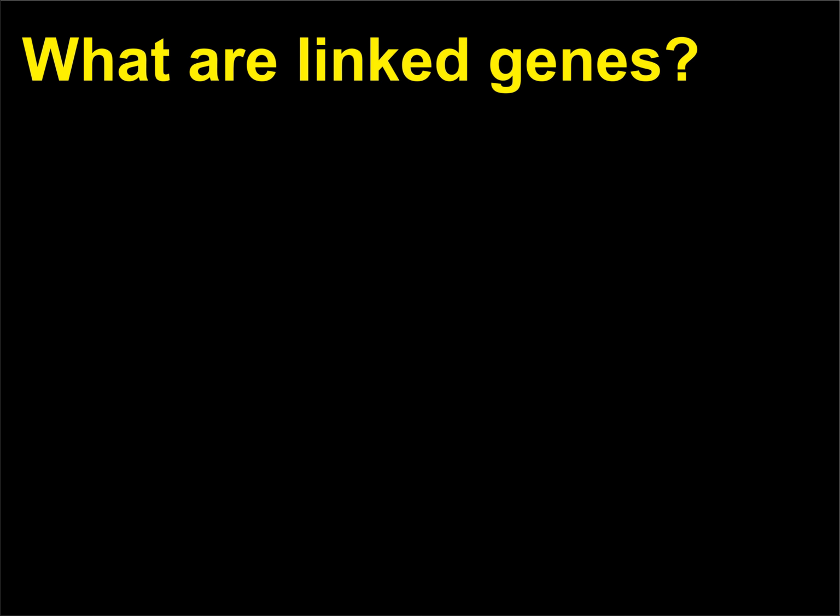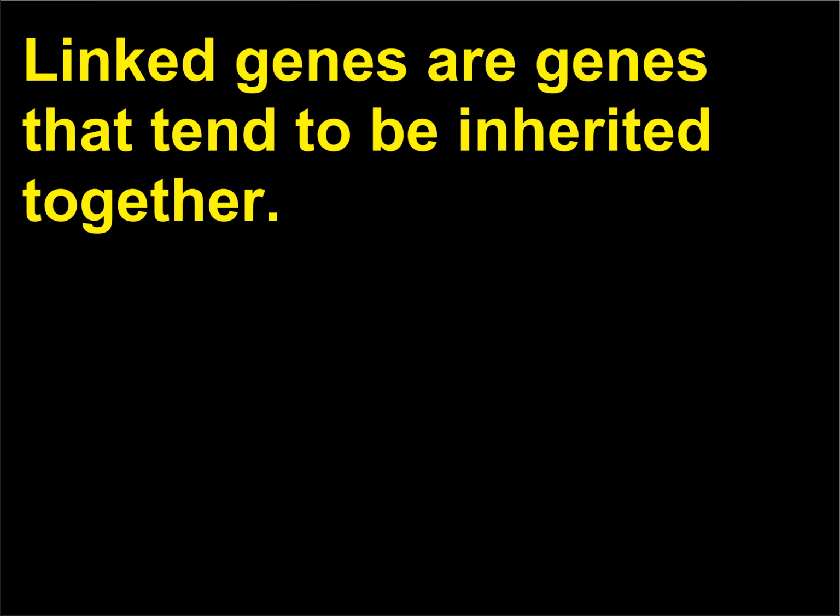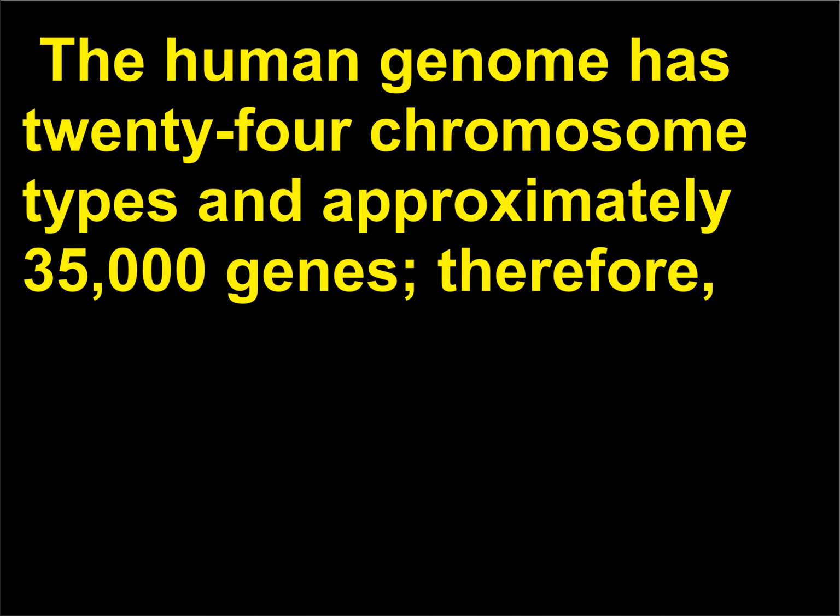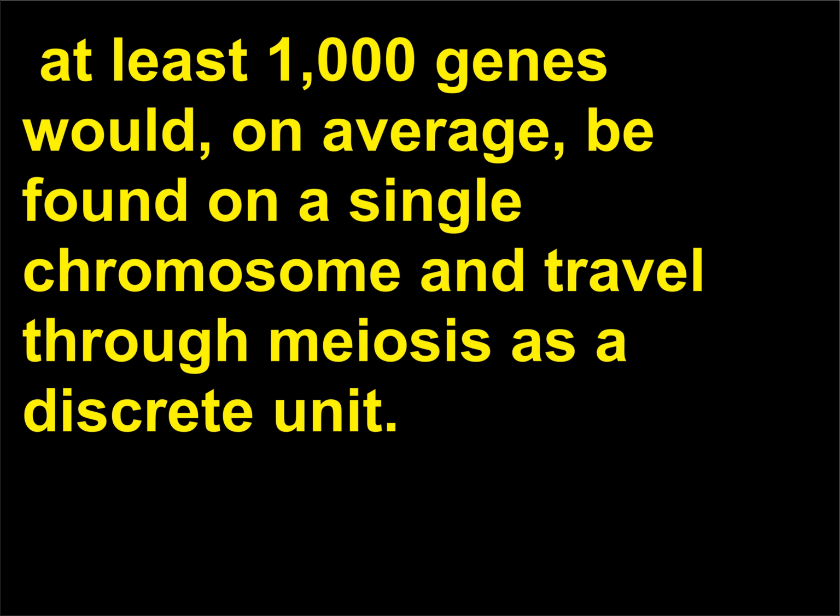What are linked genes? Linked genes are genes that tend to be inherited together. The human genome has 24 chromosome types and approximately 35,000 genes, therefore, at least 1,000 genes would, on average, be found on a single chromosome and travel through meiosis as a discrete unit.